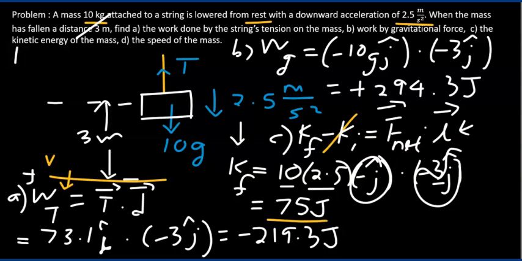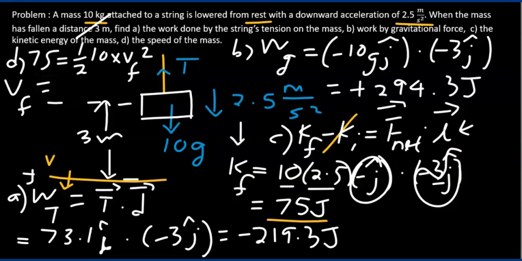Now part D, what is the speed of the mass at that point? Kinetic energy, which we have found to be 75, equals half times the mass, which is 10, times the speed at that point squared. And you can find the speed, which is quite simply 3.87 meters per second. So that's the answer for part D.